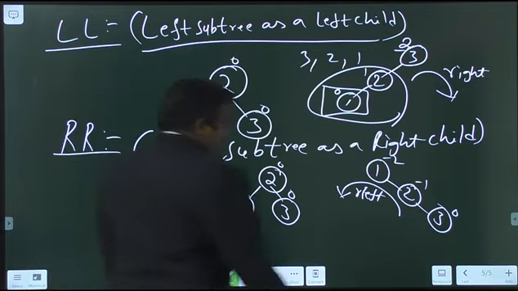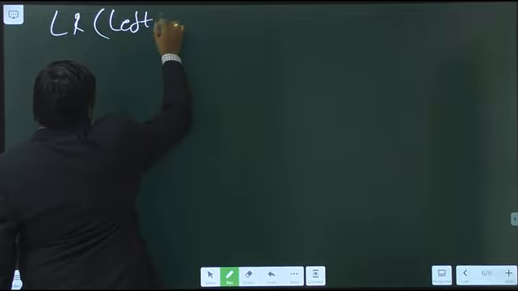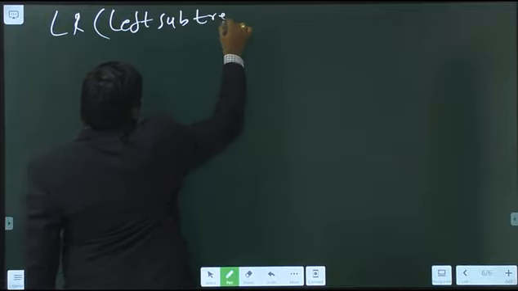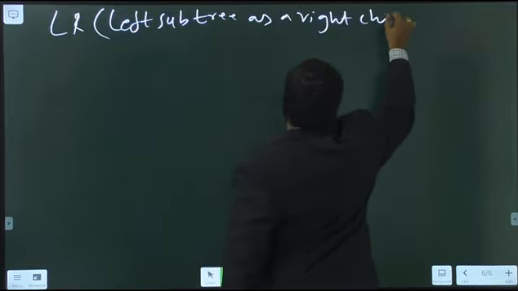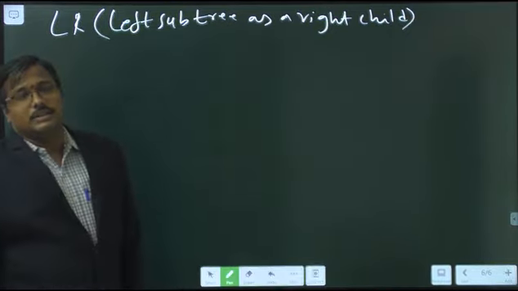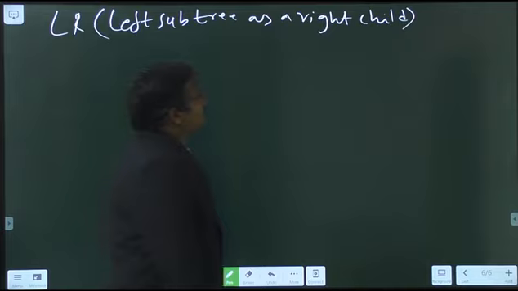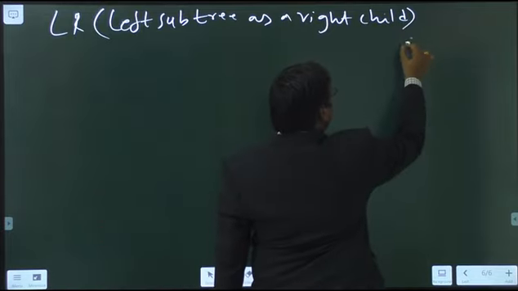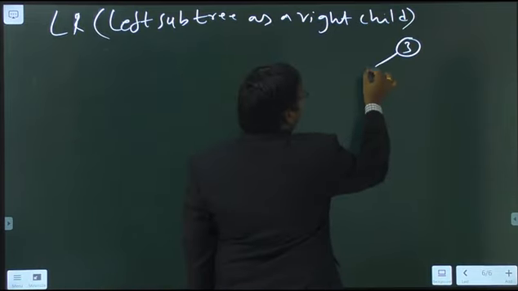Okay. The next case is the LR case. LR case means what? Whenever we insert a node in a left subtree as a right child, we get an imbalance. First, the left subtree. Left subtree means here 3 is there, and here 2.